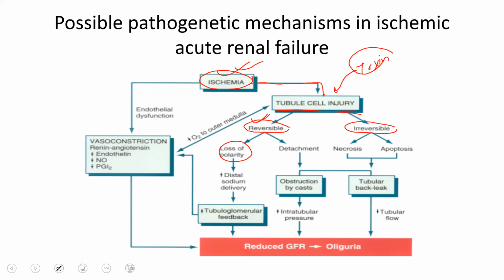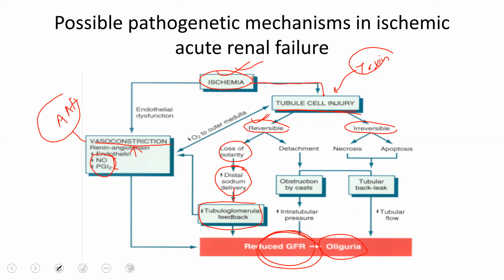And as I've said, the sodium potassium ATPase pump will move from the basolateral side to the luminal side, and that will pump the sodium into the tubule. Because of this, there will be increased sodium delivery to the distal convoluted tubule, and that will result in tubuloglomerular feedback. This feedback results in vasoconstriction of the afferent arteriole, which happens because there is an increased amount of endothelin and a decreased amount of nitric oxide and prostaglandin. This will also manifest as reduced GFR, and that will result in oliguria.